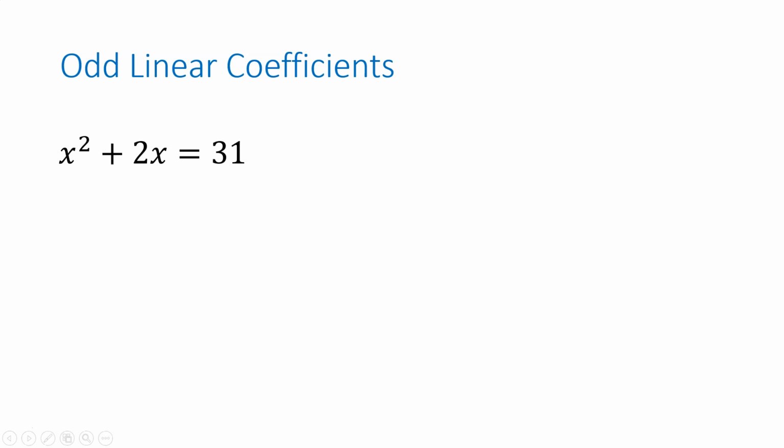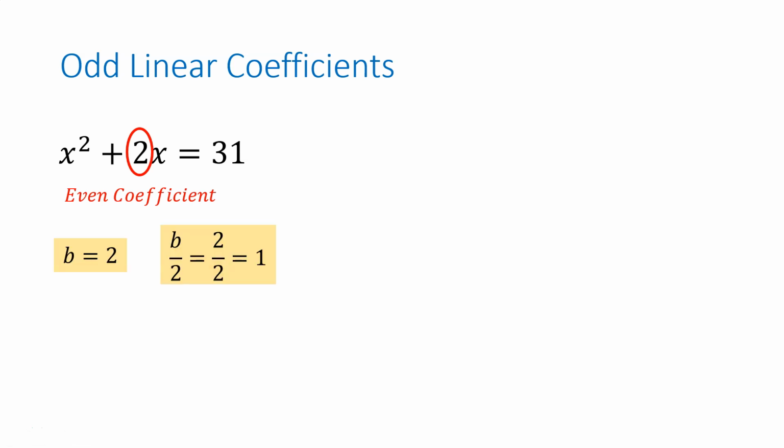Previously, we've completed the square for problems with even linear coefficients. In this example, the linear coefficient is 2. We call this coefficient b. b is 2 and b over 2 is 1. We can then use the perfect square pattern to complete the square, which is something we've done many times.